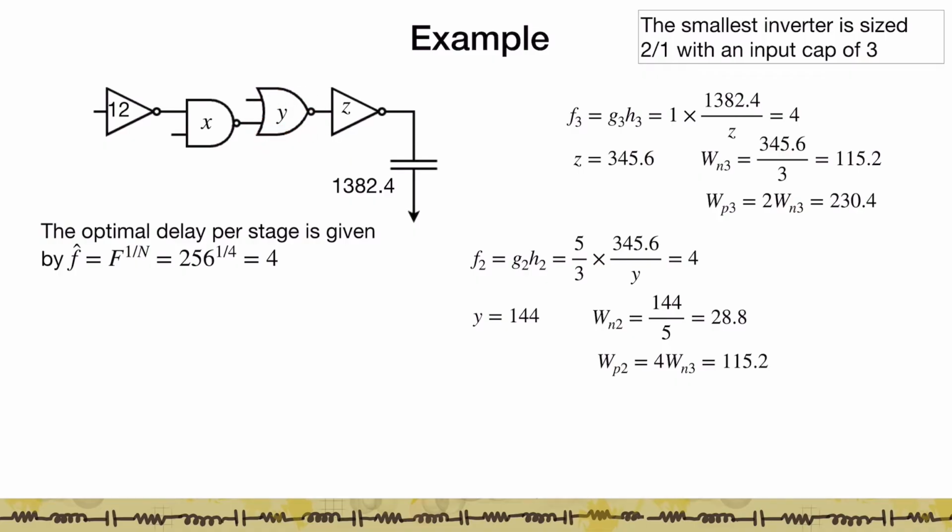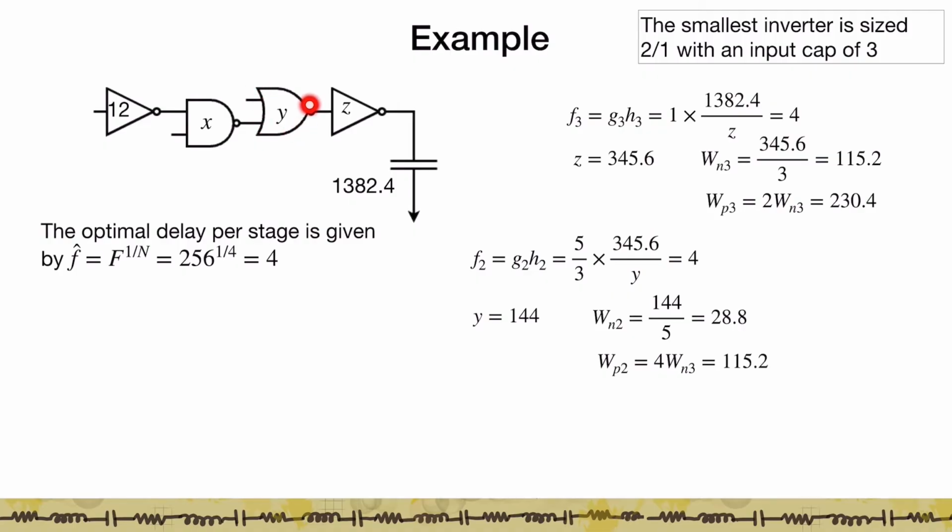Now that we know the input capacitance at Z, we know the output capacitance of Y. So now we use a similar argument to calculate the size of Y. Again, if you look at the effort delay of this stage, it is G2 times H2. The logical effort of the NOR gate is 5/3. The electrical effort of this gate is Z upon Y, which is 345.6 upon Y. And this effort delay again should be 4, which gives us the value of Y to be 144.